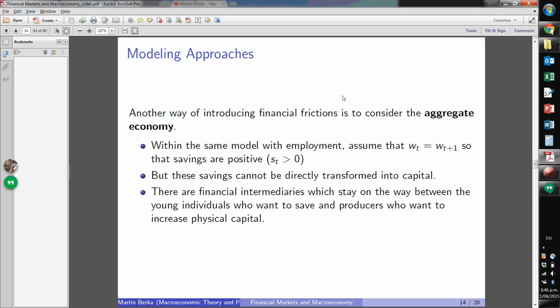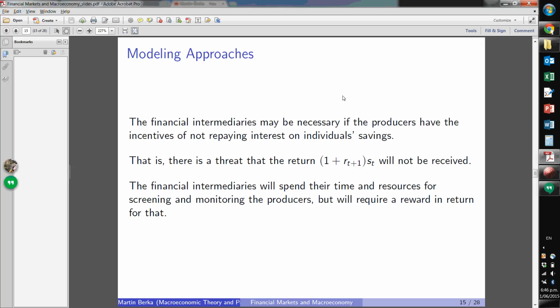So if we model the financial sector, and you can model it quite rigorously, you are going to be putting financial intermediaries in between the savers and the borrowers. And in that sector, you could model different aspects. One such is that there's an actual return, which we have described until now as 1 plus r_{t+1} times the amount of savings.